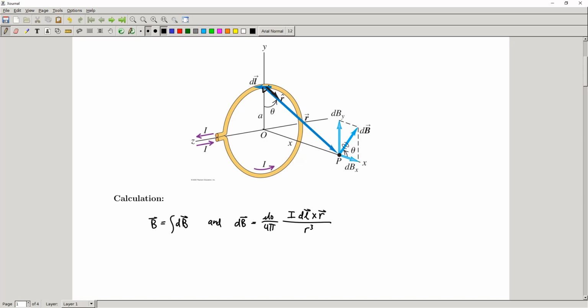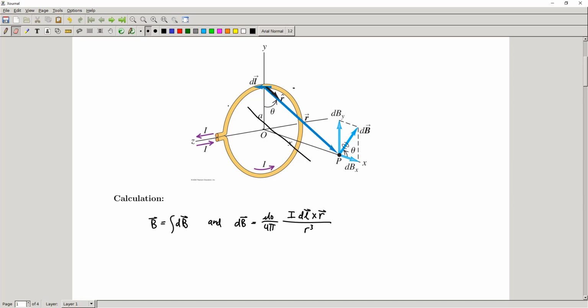The angle formed by dl and r is 90 degrees in the plane defined by dl and r, right? You can imagine drawing a plane that contains dl and r. It would look something like this, right? But then normal to the plane, something pointing directly out of the plane, would be perpendicular to both dl and r, and that is the direction in which our dB points.